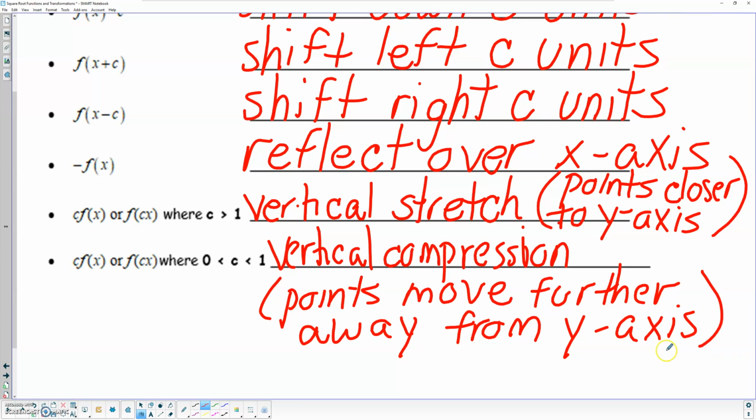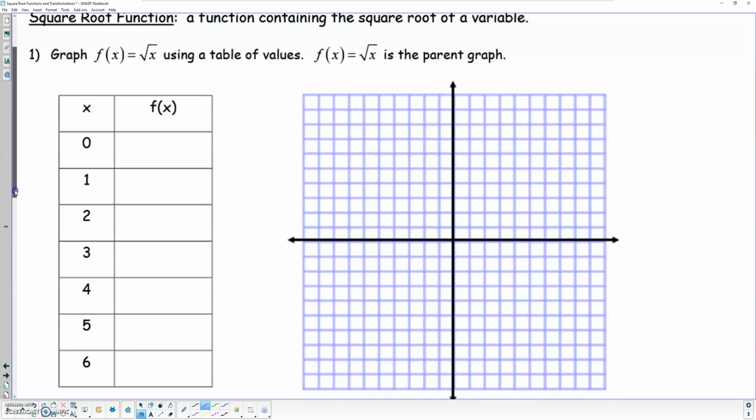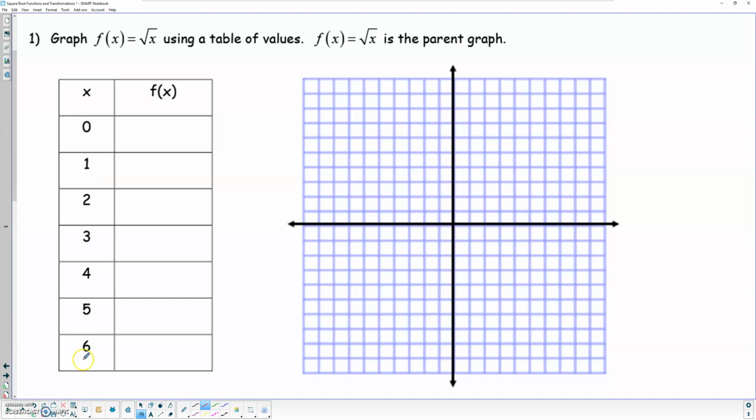So that was just a review of all the transformation rules we've gone over so far. And again, if you forget any of these, you can easily verify them with the calculator. Okay? So now we're going to take a look at the square root function. So we want to graph f of x equals the square root of x using a table of values. All right, and you'll see here that we do have a restricted domain. They want us to graph the interval from 0 to 6.